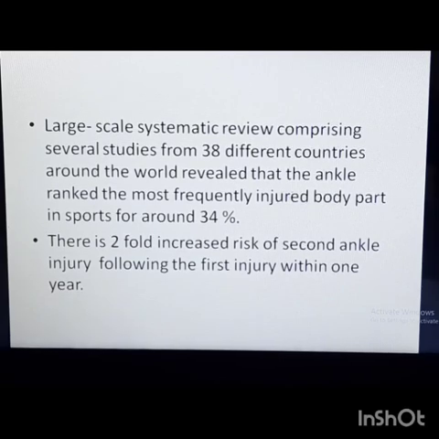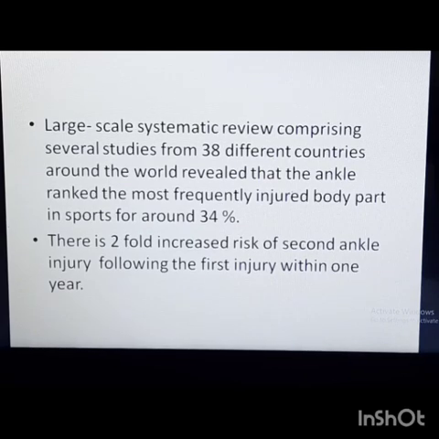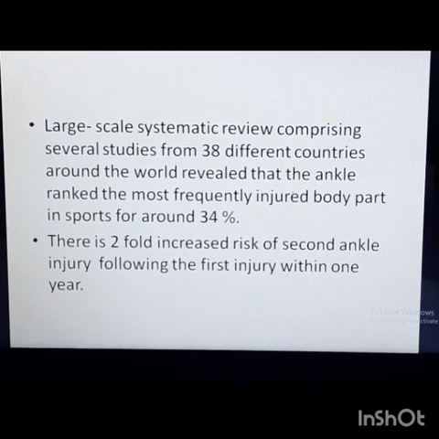They also say there is a twofold increased risk of a second ankle injury following the first injury within 1 year. So your rehab and injury prevention program has to be taken care of, because the injury risk is two times more following the first injury. That is, the chance of recurrent injury is very, very high.